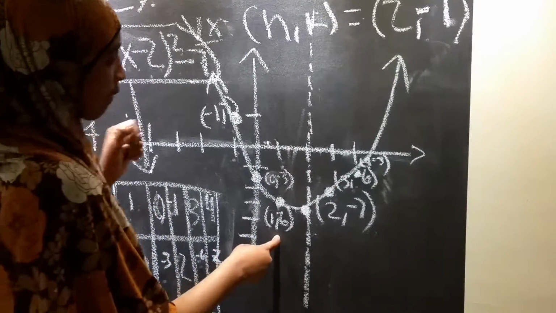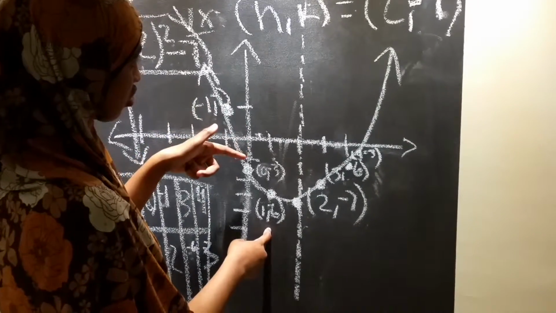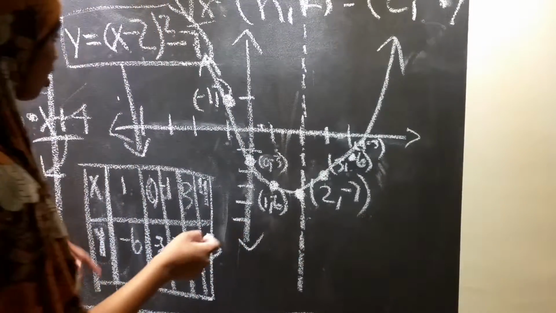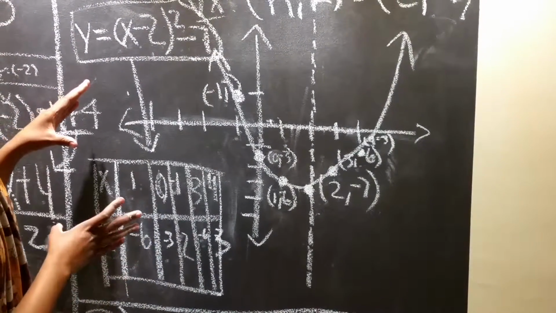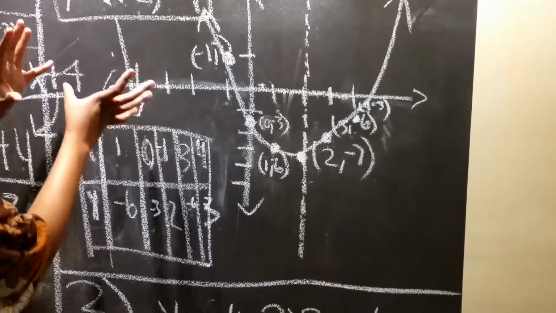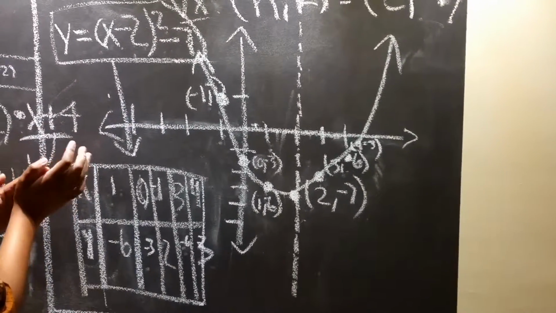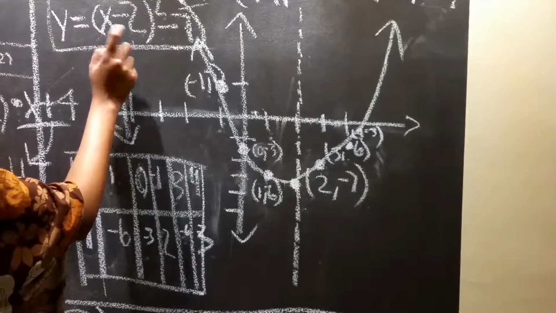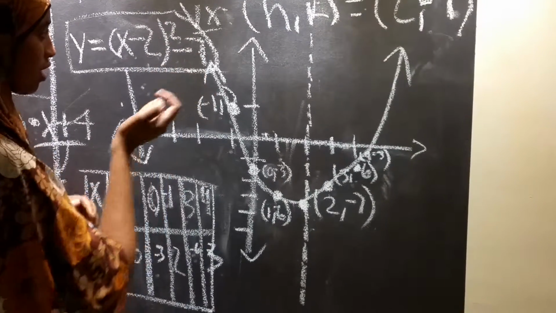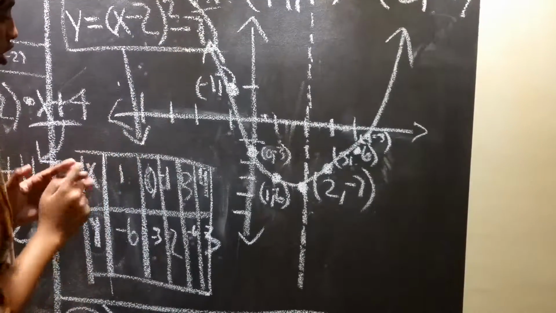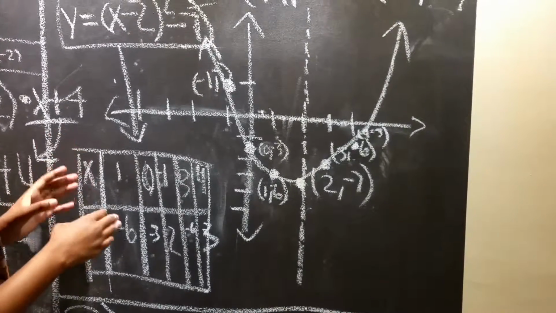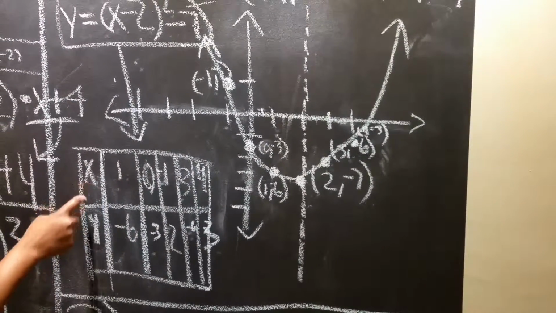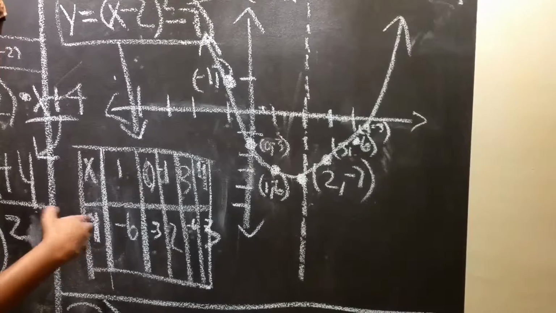Then you have to create a new equation for this. You use the equation y equals negative, parentheses x minus 2 squared, minus 7. In order to plot your points, you have to create a chart, which is your x and y chart.